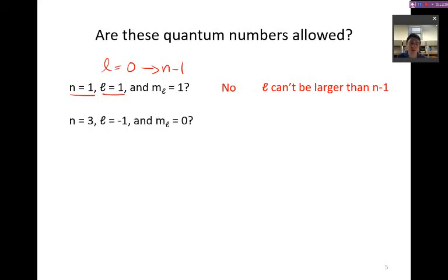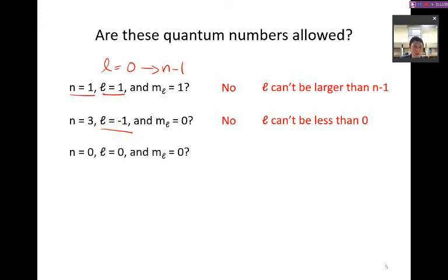Is this combination allowed? The answer here is no. The reason for that is because L must be 0 or greater. It cannot be less than 0. Third combination. Pause and try this one. Welcome back. So this one is not allowed. Hopefully you saw that that's because we said an n value of 0 is not possible.